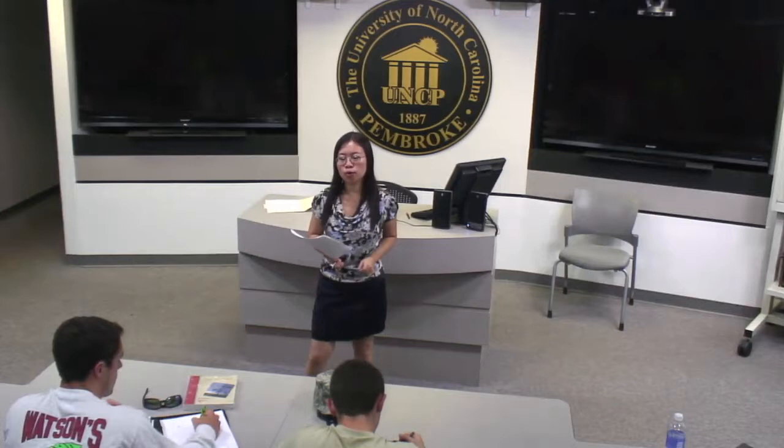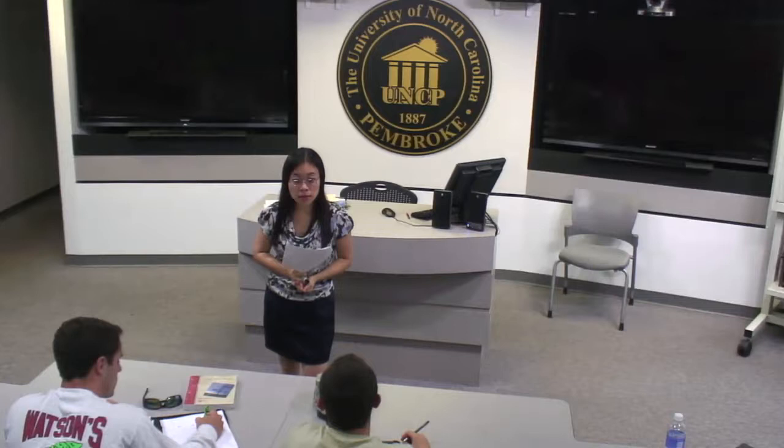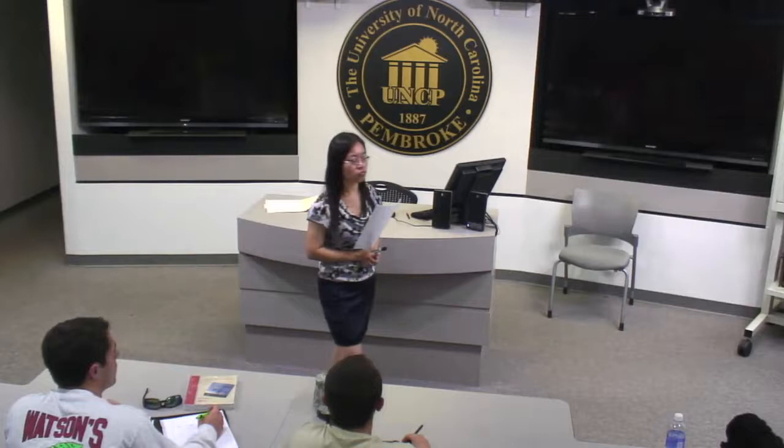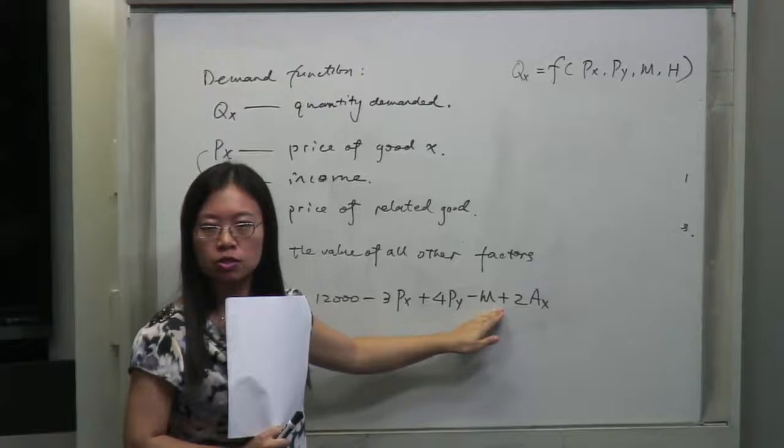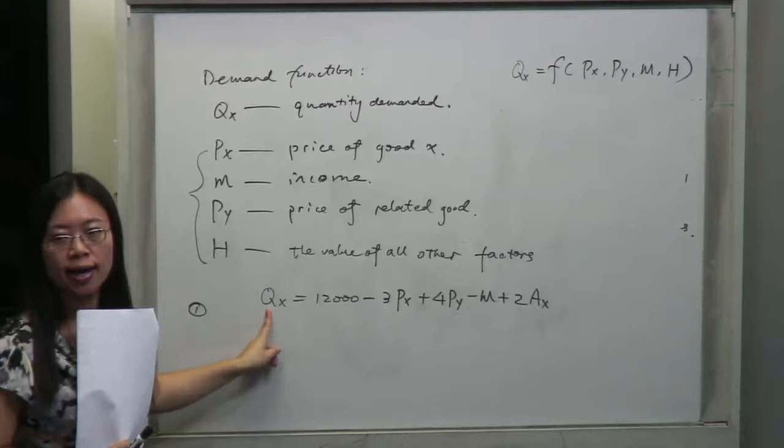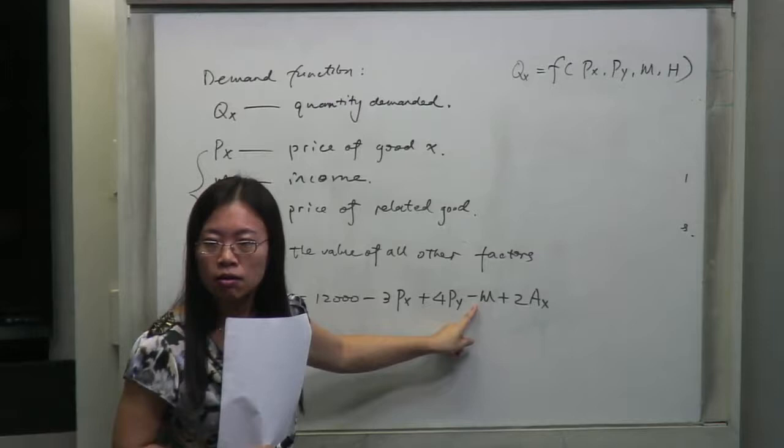What's the definition of a normal good? When income goes up, quantity demanded goes up. Is it the case here? Which variable represents income? If all other variables remain the same, when M increases, what's going to happen to QX? It decreases. Why? Because there's a negative sign there. So it is inferior.